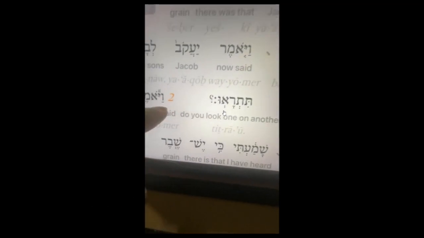Now, remember why he said "teeth ra'u"? Because I said that's a shuruk right there. A vav with a dot at the end of the word is called a shuruk. It makes the "oo" sound. That's why he says "ti-ra'u." That would be how we say it in classical Hebrew. You know what I'm saying?